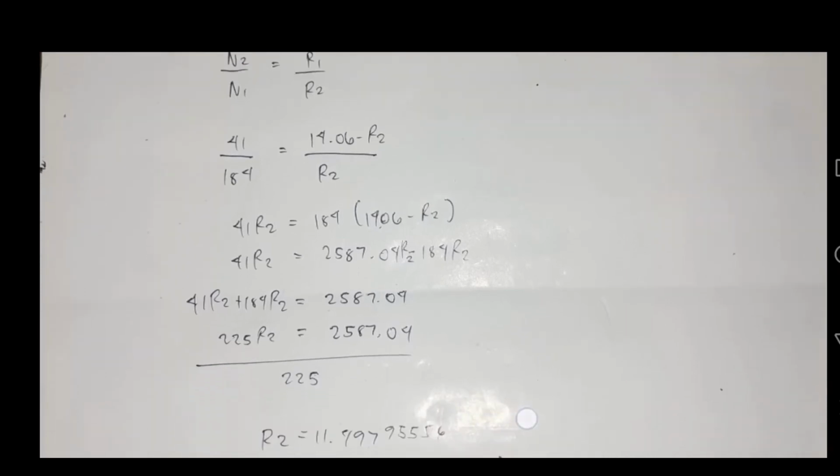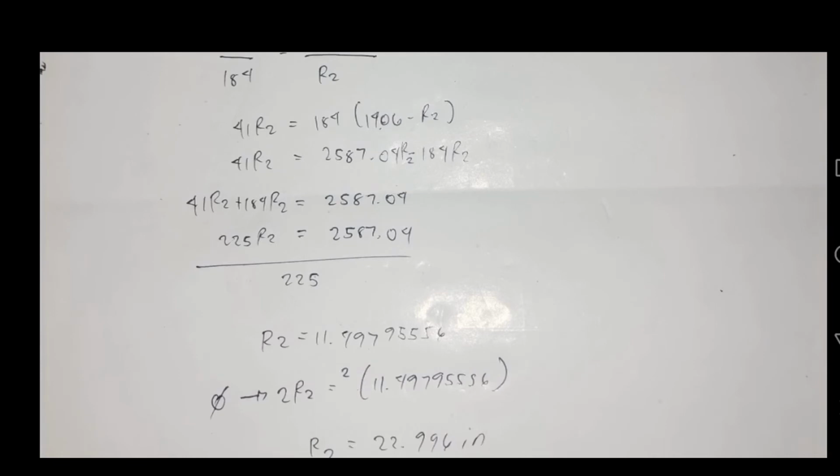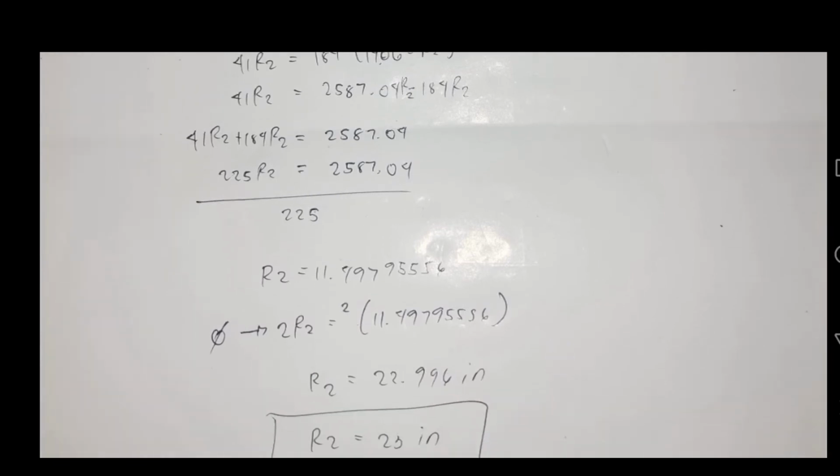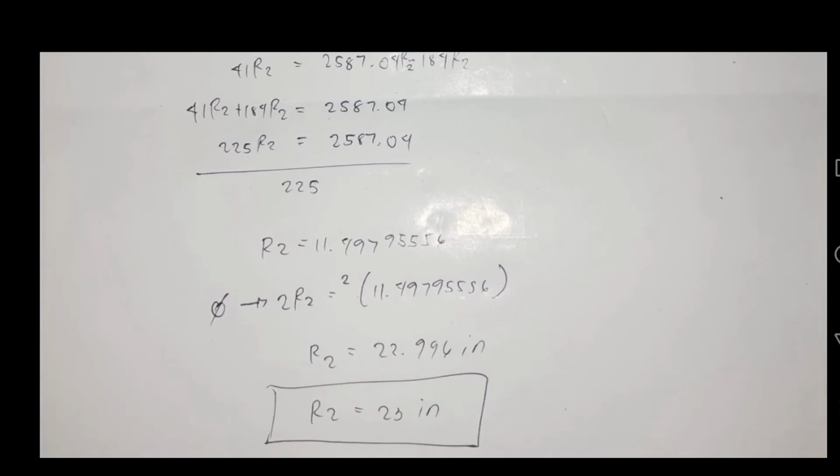So we get the value of R2, which is 11.4979556. Since we are tasked to find the diameter, after it is times 2, we get the result of 23 inches. That's all, sir. We will now be solving group activity number 3.